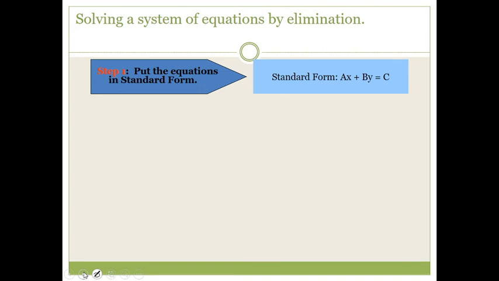So now finally we're going to talk about the third way to solve systems of equations, which is by elimination. So although all three methods have their advantages in certain situations, if I had to pick just one of these methods for you to learn how to solve a system of equations, it would be this one. It would be solving them by elimination.